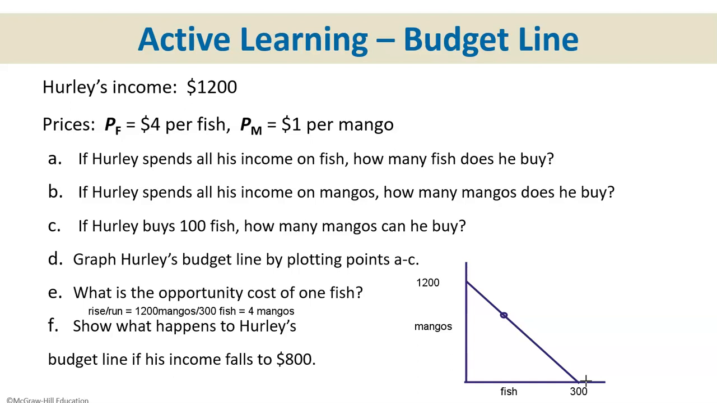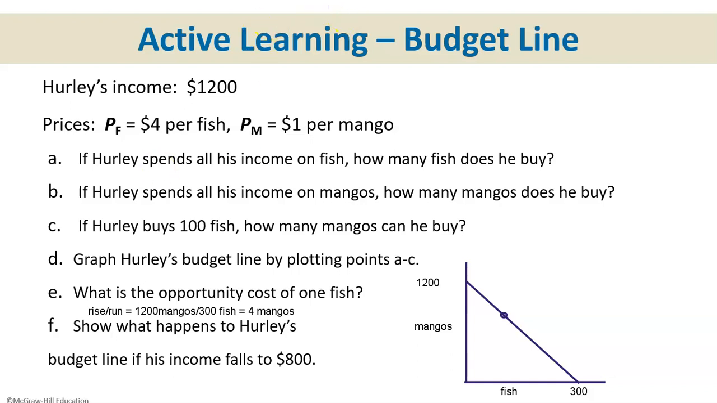Now, for F, show what happens to Hurley's budget line if his income falls to $800. The easiest way to do this is to redo just part A and part B and use his new income of $800. So for A, if Hurley spends all of his $800 on fish, how many fish does he buy? You just take the $800, divide by the price of the fish, which was $4. And that means that he's able to purchase 200 fish now.